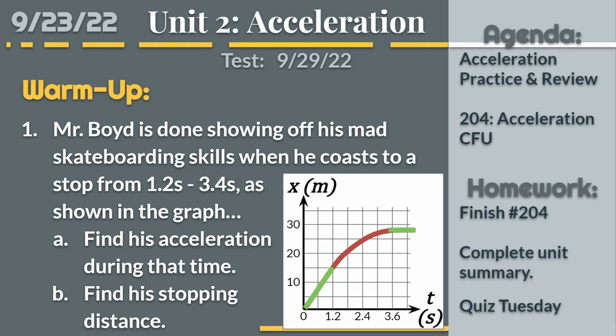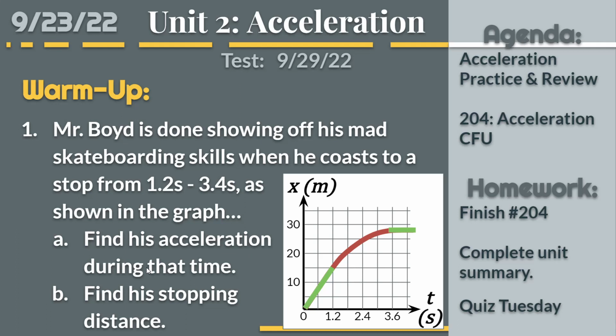So the warm-up question says, Mr. Boyd is done showing off his mad skateboarding skills when he coasts to a stop from 1.2 seconds to 3.4 seconds as shown in the graph. So it's obviously this portion here that is in red where you have a curve. Find his acceleration during that time. Find his stopping distance. So you have a couple of questions that you need to answer here.